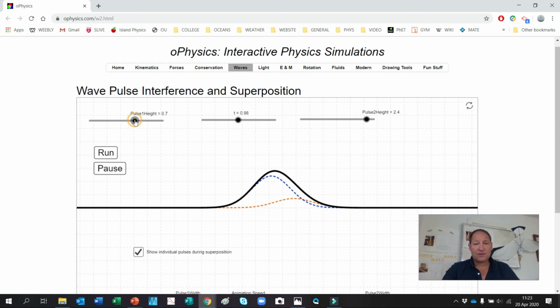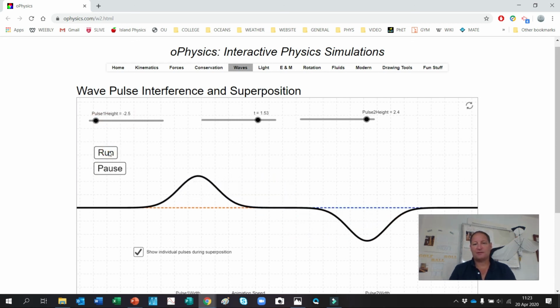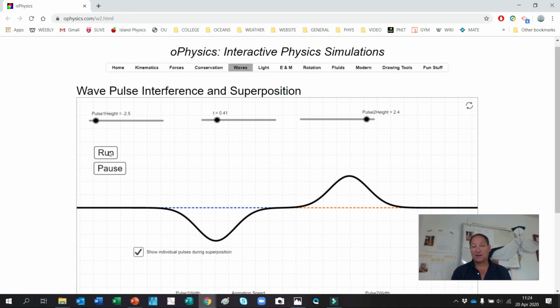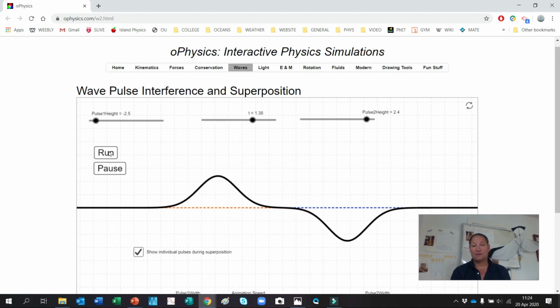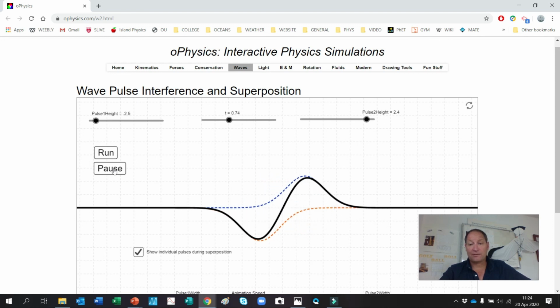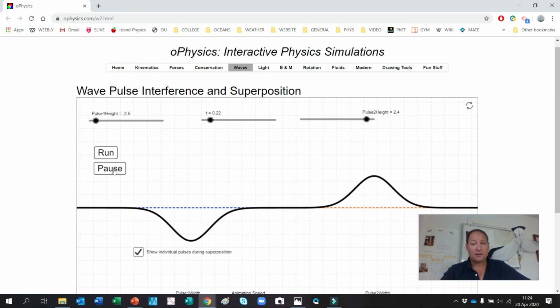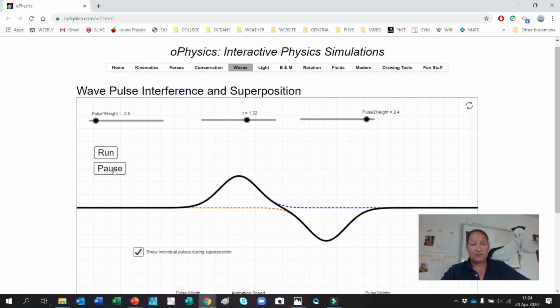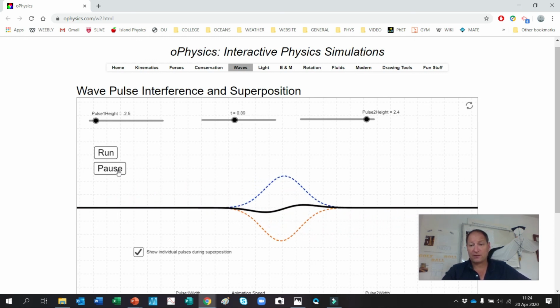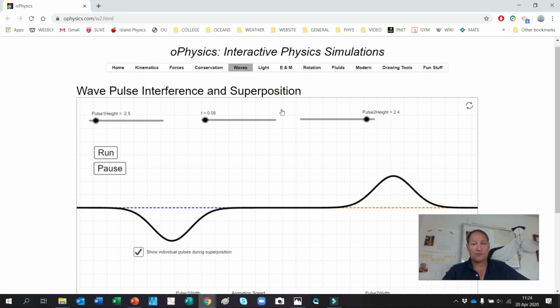I've just seen that you can make these negative. In that case, you can get weird effects happening like this, where the two waves essentially cancel each other out as they go past. Okay, so I've put a link for this on OPhysics, so you can see it. I think I put a link on the video we've got already.